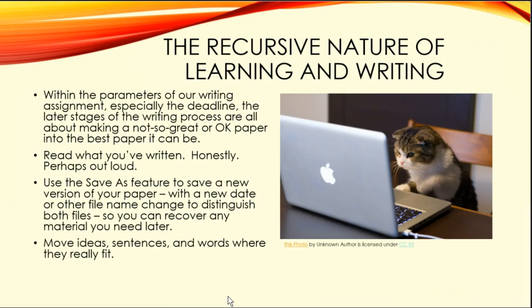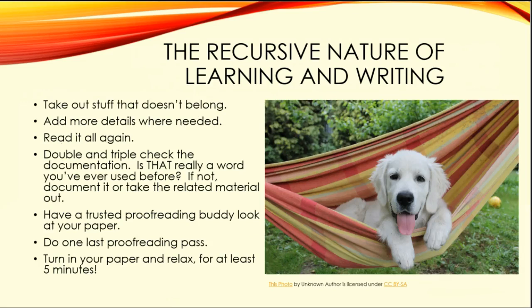So I like to do a new version of my paper so that I can find what I may have left out. And then move ideas, sentences, and words where they really fit. Take out stuff that doesn't belong. Add more details where needed. Read it again. Double and triple check the documentation. Is that really a word you've ever used before? If not, document it. You may have to look through everything you've used as a source or take the related material out. I did actually have to do that with a little section in my dissertation.